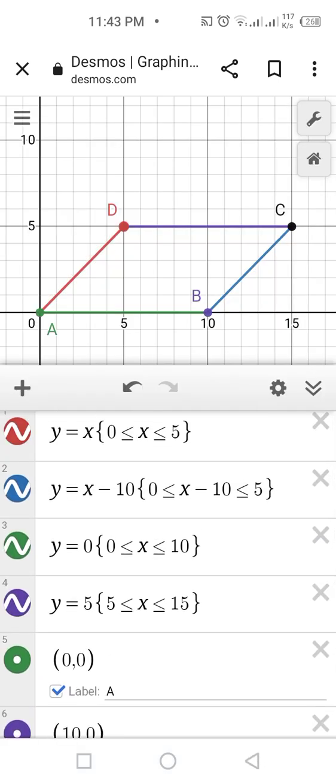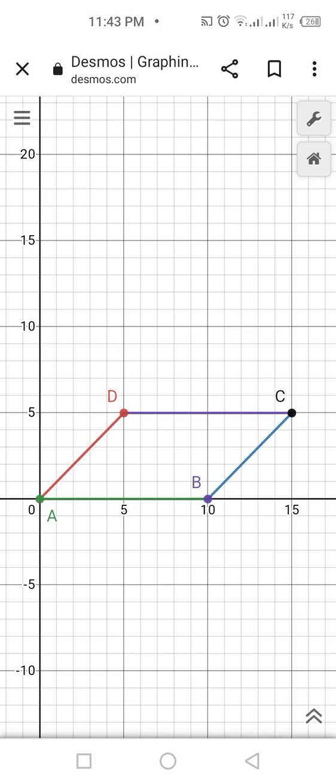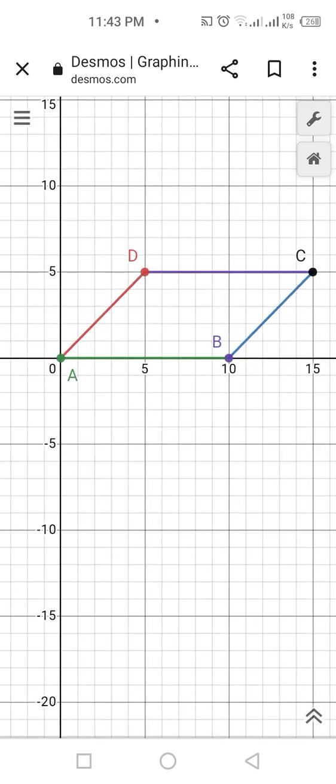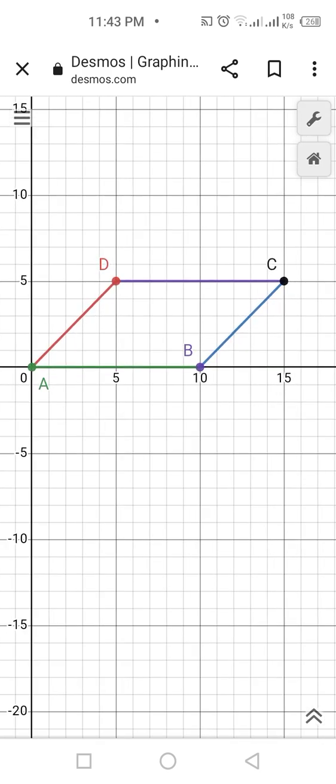So you can make this on the Desmos graphing calculator, and I made the parallelogram on the Desmos graphing calculator. I hope you understand, and inshallah I will make the other graph on Desmos in the next lecture.